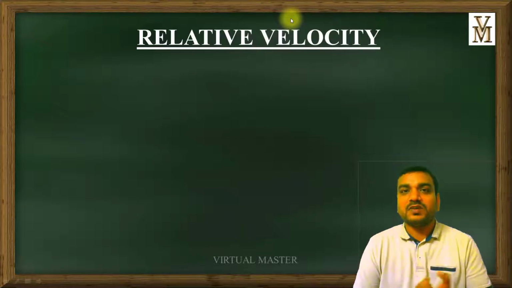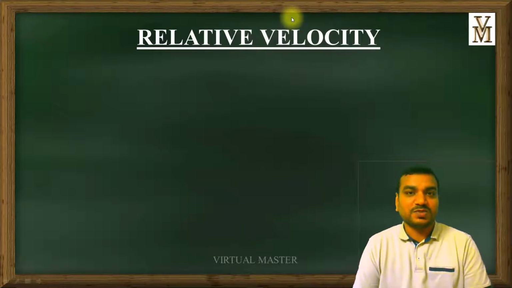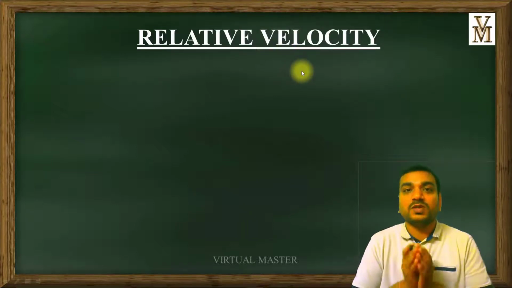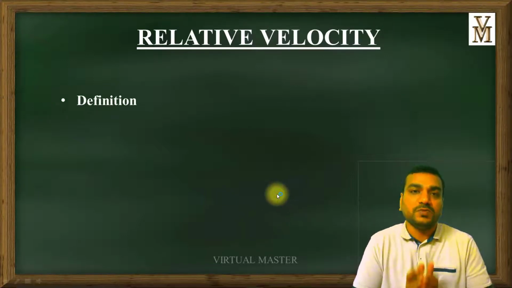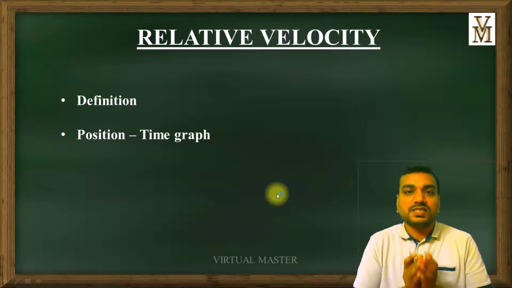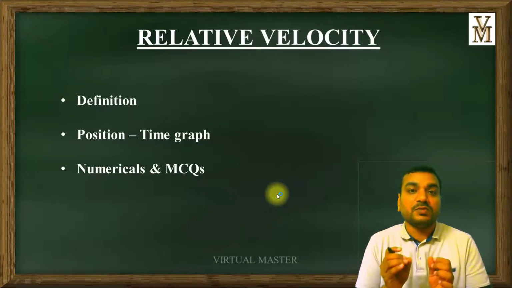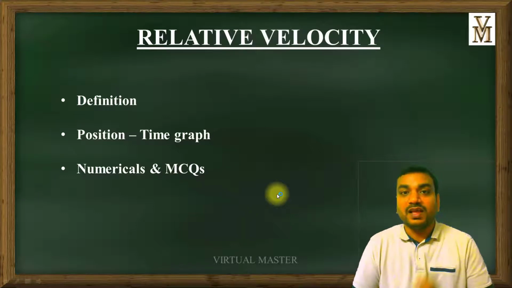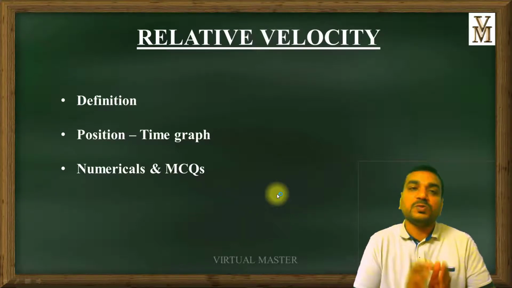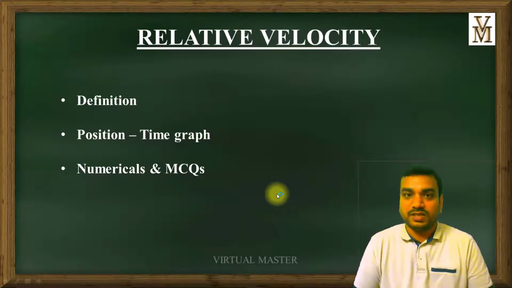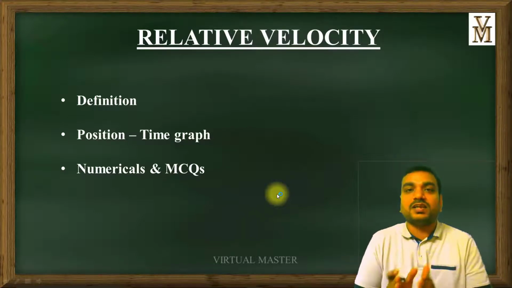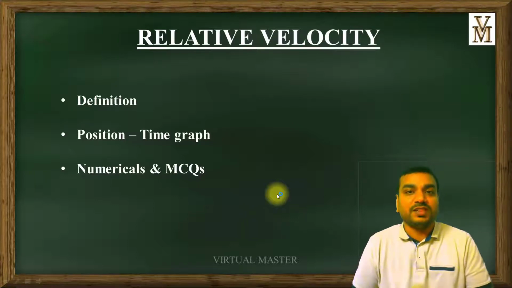In the previous session we have solved few numericals and multiple choice questions related to the kinematic equations, isn't it? In this session we are going to discuss about the relative velocity of the object. We are going to cover the definition of relative velocity. Then we are going to discuss the position time graph of the relative velocity in different cases. And at the end, we are going to solve few numericals and multiple choice questions related to the relative velocity of the object. Okay. For the better understanding of the concept, please watch this video till the end.